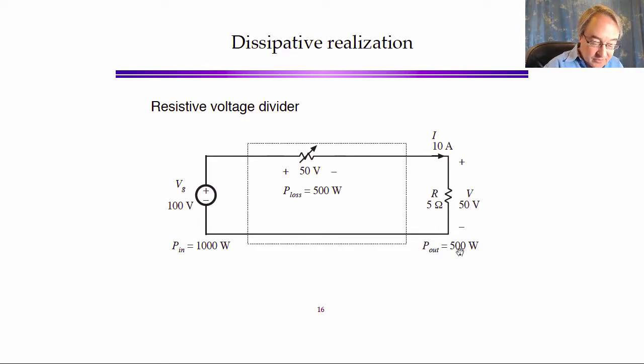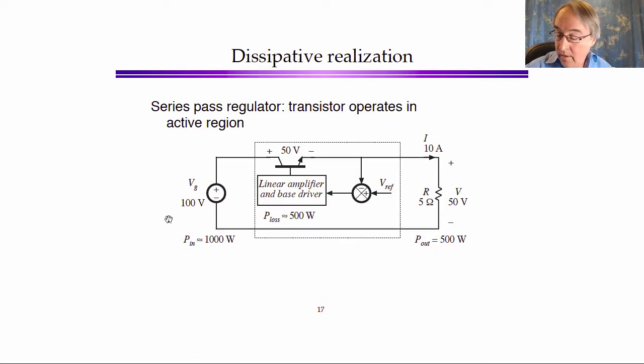Okay, the problem with this is that the same current flowing to the load also flows through this resistor, and the same power in the load then is equal to the power in this resistor. And so we will have our 10 amps flowing through the resistor that has 50 volts across it. So there'll be 500 watts of loss in this resistor. There's 500 watts going to the load, and we draw 1,000 watts out of VG. So the efficiency is only 50%.